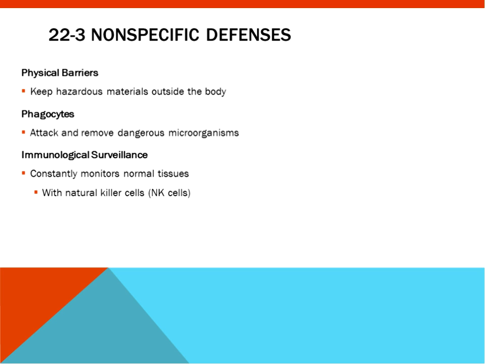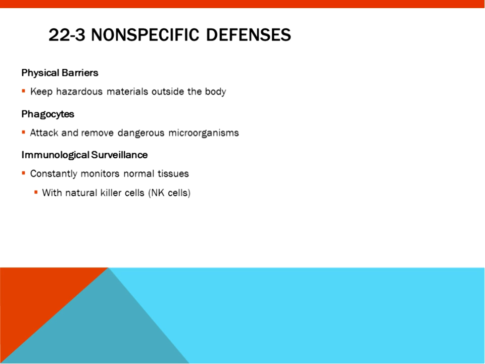So let's look at some of your non-specific defenses. I think your book is going to talk about 7 or 8 of them. So starting from the outside in, we have physical barriers. Physical barriers are going to keep hazardous materials outside of the body. So your skin, lysozyme, which is an enzyme in your tears and in your saliva, the fact that your skin is very salty, and most bacteria don't like very salty places. All of those things are physical barriers that help to protect and keep hazardous materials from even getting inside the box or inside the body.